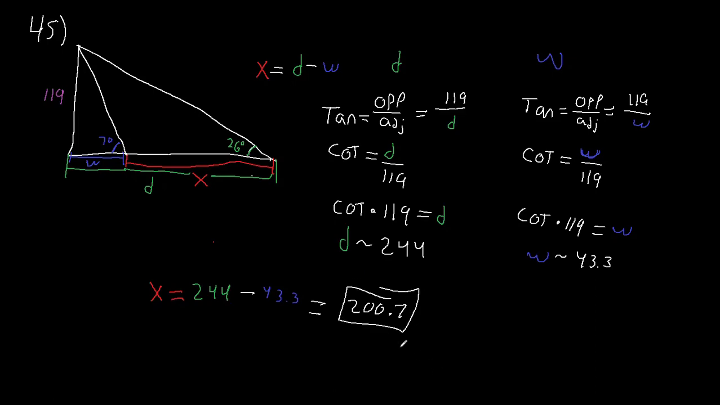So hopefully that made sense. Again, this is the way that I would approach any problem like this. If x is one piece, you calculate the whole and then subtract the part you don't want. If x is the whole piece, then you find the lengths of each piece and add them together. It just depends on what you have and what you're looking for.